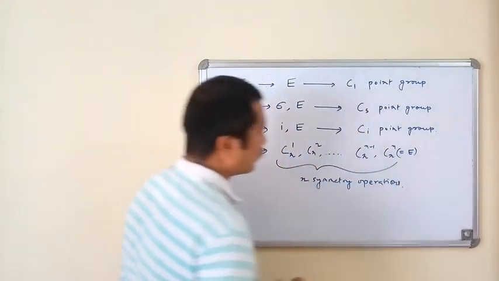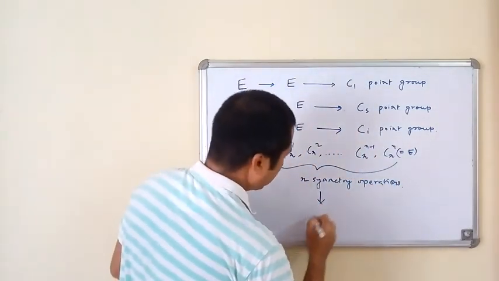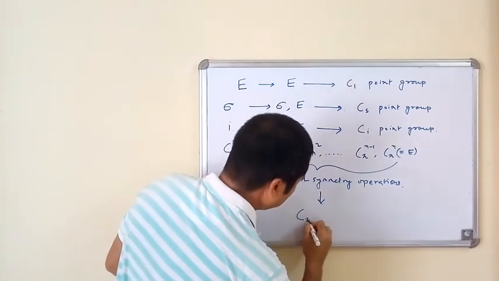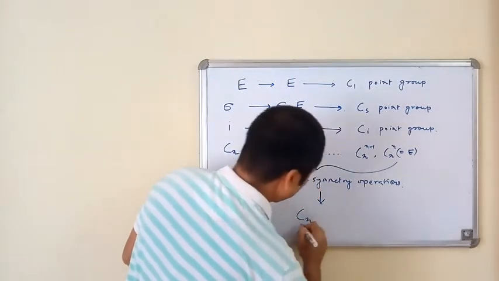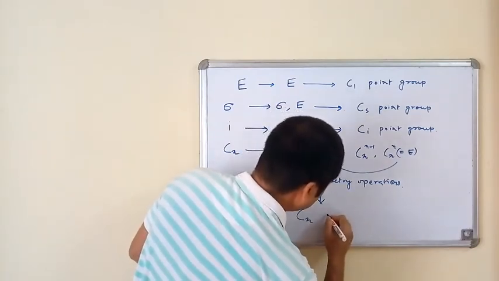And such a group is designated as, or the notation for such a group is going to be Cn; the point group symbol is going to be Cn.